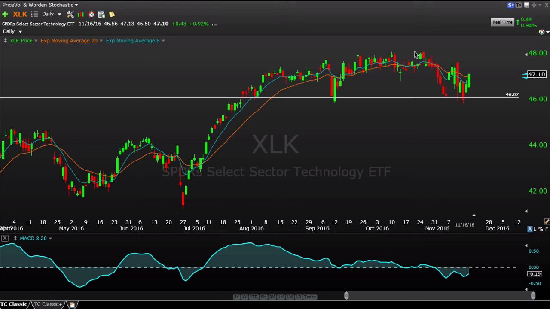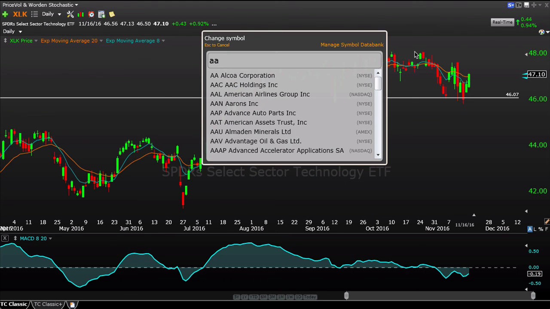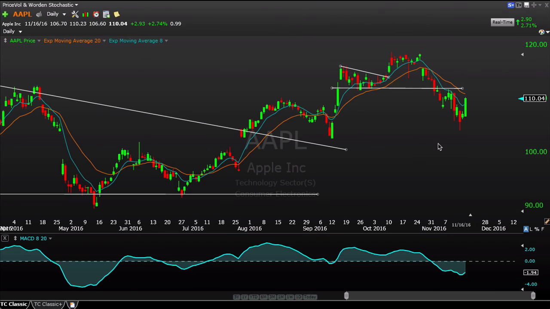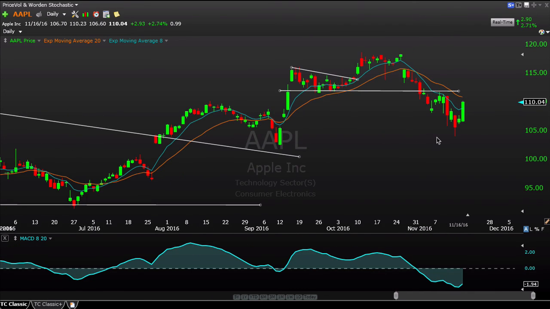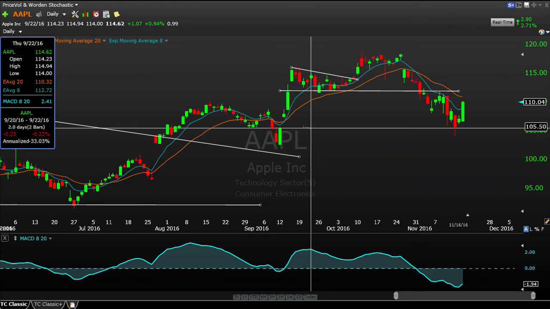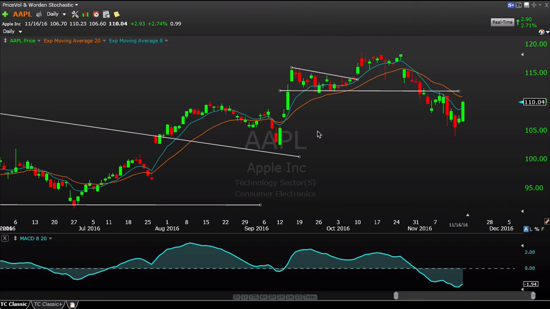So that's the wrap up there on some of the sector analysis. Let's look at some individual stocks that we haven't taken a look at in a few videos. Apple saw a nice session today, up 2.74%. You can see it did come back here and fill this gap from September the 13th. And it is still below the 8 and 20. That is a little bit of a concern.